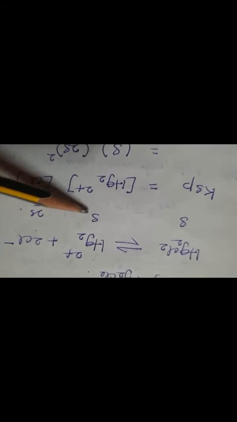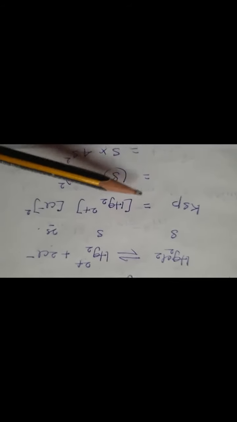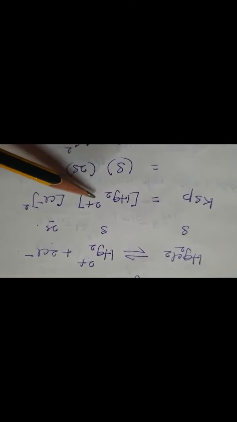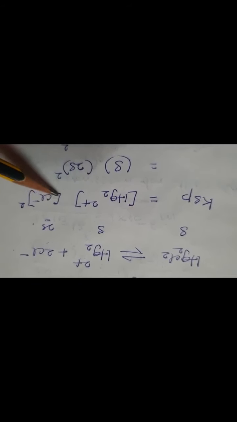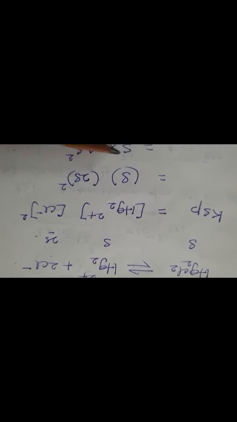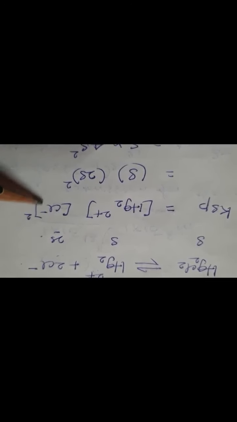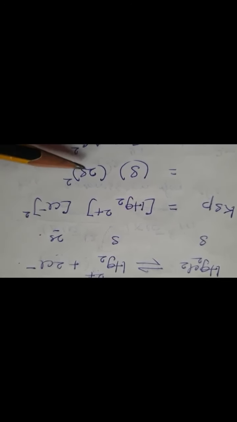Here 1 mole, so s. Here 2 moles of Cl minus ions, so you have to consider 2s. Then write the Ksp, the solubility product for this reaction: Hg2 2+ times Cl minus the whole square. Instead of Hg2 2+ the solubility s is taken, and Cl minus is 2s, so 2s the whole square. So s into 4s square means 4s cube. So the solubility product is equal to 4s cube.